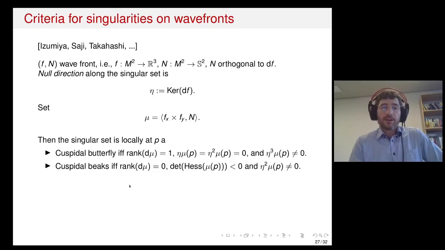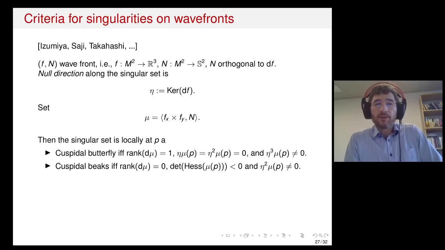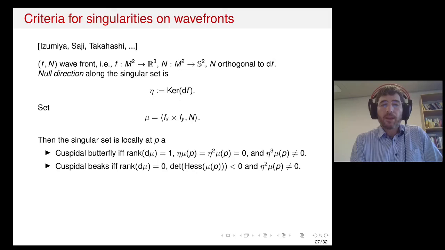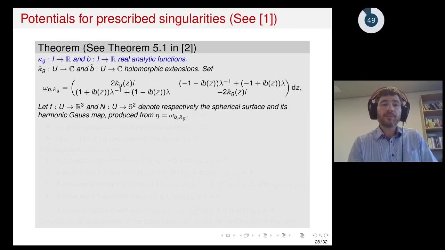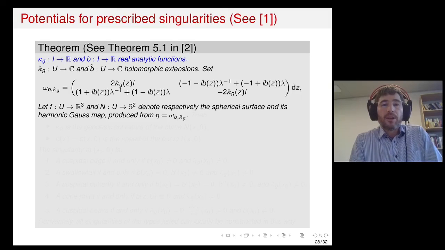Then you have criteria for two of the bifurcations, cuspidal butterfly and cuspidal beaks, given in terms of eta and mu. We use such criteria to characterize the singularities for spherical surfaces, and I won't give the details, but I just want to mention that this is the type of criteria that we're using here. Using that, we have the following theorem, which tells you how to construct all of the generic singularities and bifurcations for spherical surfaces. You take two analytic functions, kappa g and b, extend them holomorphically, then write down this holomorphic potential. This is a valid holomorphic potential for harmonic maps and spherical surfaces.